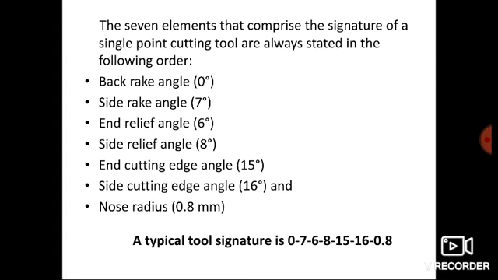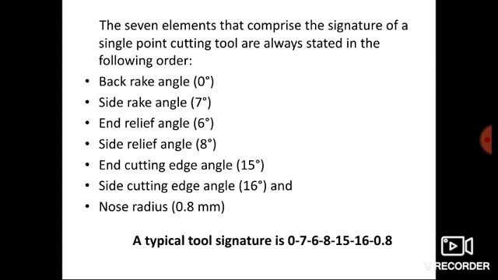0-7-6-8-15-16-0.8. Now each location has its own meaning. So the first location is for back rake angle, which is here 0 degree. The second location is side rake angle, which is 7 degree here. The third location is for end relief angle, which is 6 degree here. The fourth location is side relief angle, which is 8 degree here.